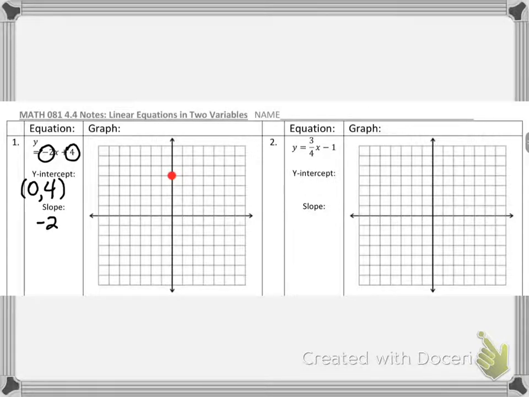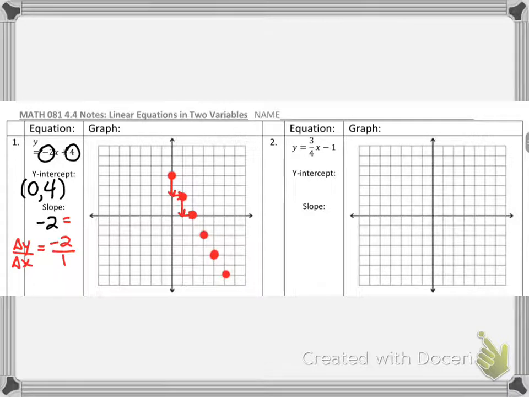So how do we get more points for our graph? Well, in order to do that, we have to use the slope. Remember, slope is the change in y over the change in x, or rise over run. So we have negative 2, or we can write it as negative 2 over 1. That means, starting from this point, I need to go down 2 units and over 1 unit. That gives me this point right here. I can continue this process going down 2 and to the right 1 to get more points on the line.